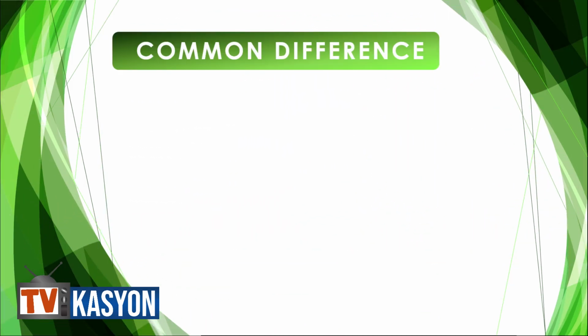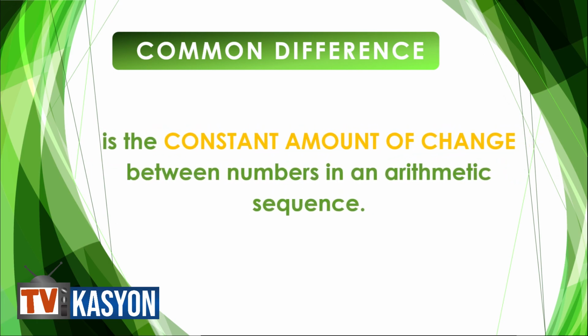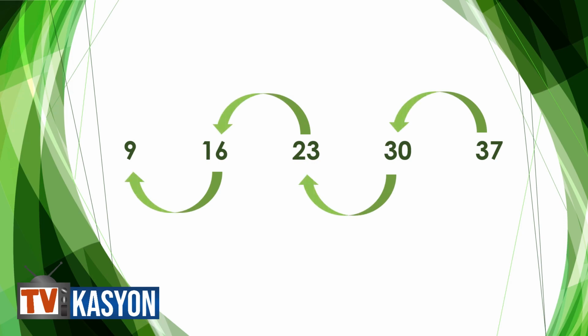By the way, what do we mean by common difference? The common difference is the constant amount of change between numbers in an arithmetic sequence. Actually, we can easily identify the common difference by subtracting the previous term from the succeeding term. 16 minus 9 equals 7, 23 minus 16 equals 7, 30 minus 23 equals 7, 37 minus 30 equals 7.